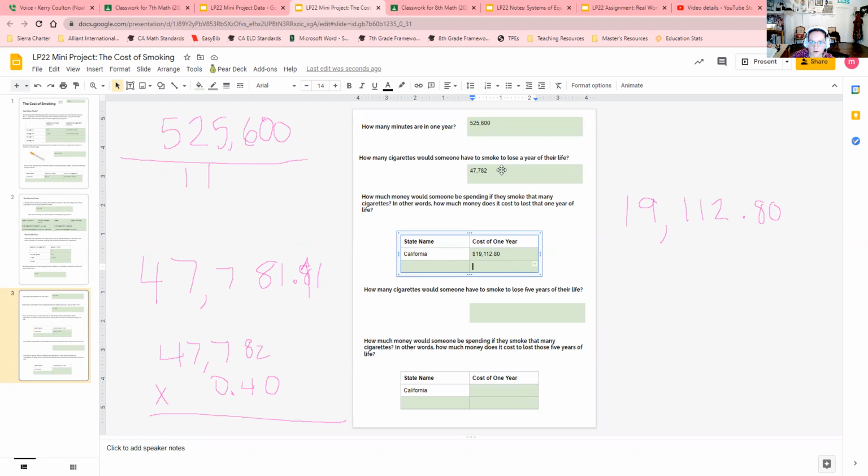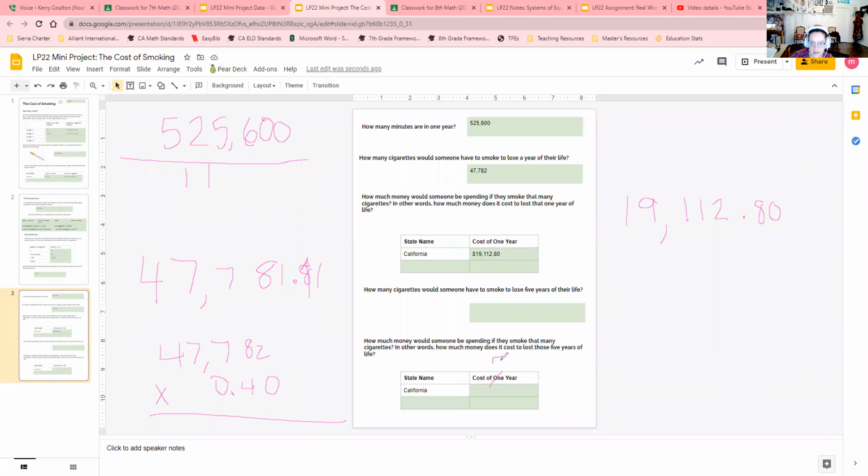You are going to figure out how many cigarettes it is to smoke 5 years of someone's life away, and how much money those 5 years will cost. Oh no, I realize I did not correct that part. So please be aware it says 1 year. It should say 5 years here. My apologies on that. Once you have finished out the rest of this page, you're going to turn it in on Google Classroom, and that is it for this week.